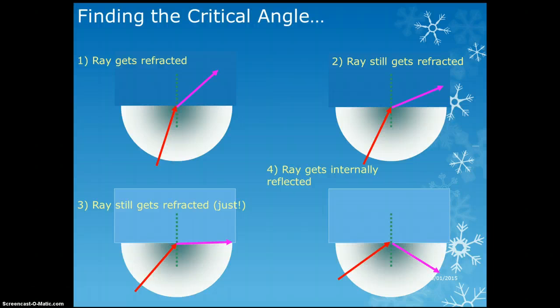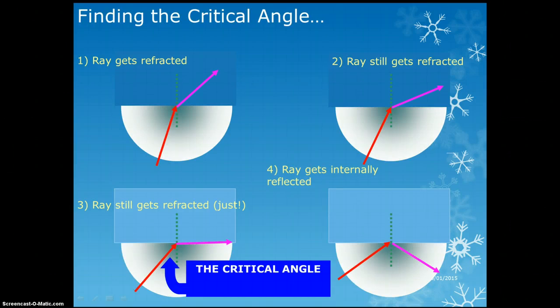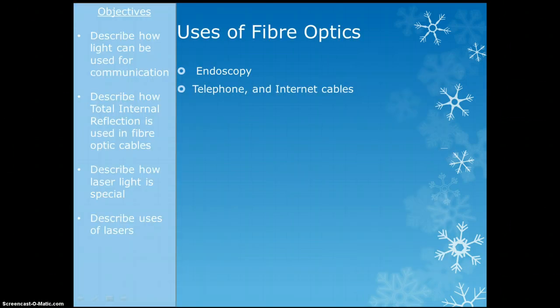So we just want to make sure that as our light travels down our fibre optic cable, it is always hitting at larger than the critical angle. So we get the maximum signal sent down. So there's our critical angle.